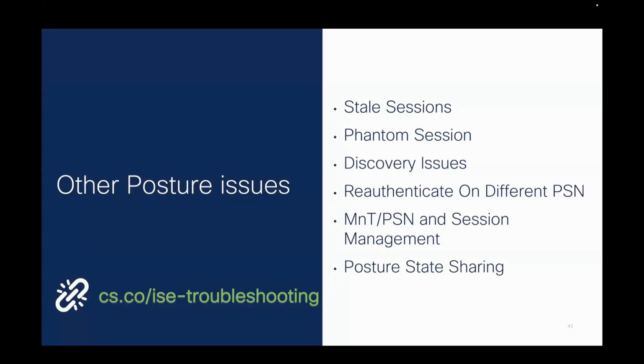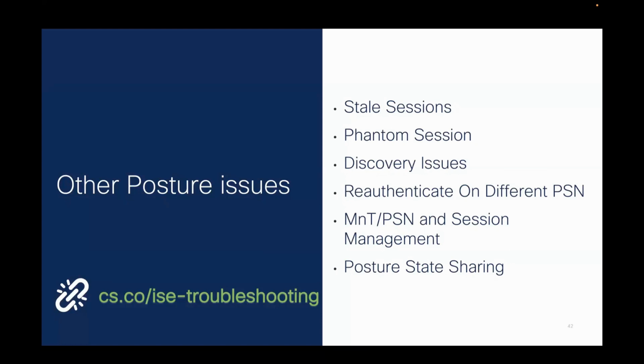It might happen that the endpoint gets authenticated against PSN1. It can query PSN1, get the posture policies evaluated and get into compliant access. Now PSN1 is the owner of that endpoint session. Imagine the situation where, during the course of time, the endpoint gets re-authenticated against a PSN2. Now PSN2 was supposed to be the owner, but the posture state is not going to be transferred to it. And then what happens?